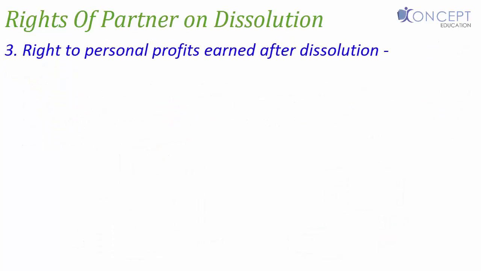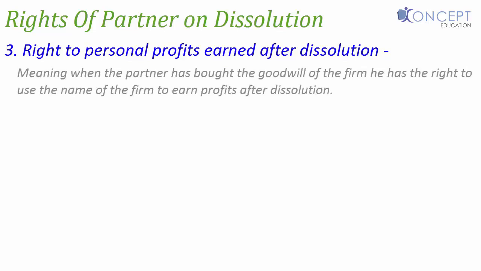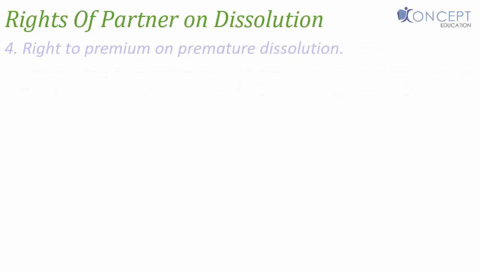The third right is right to personal profits earned after dissolution, meaning when a partner has bought the goodwill of the firm after dissolution, he has the right to use the name of the firm and earn profits after dissolution. Fourth right is the right to premium on premature dissolution.